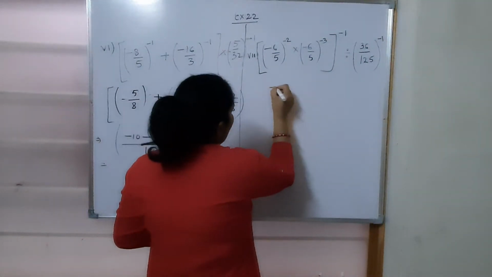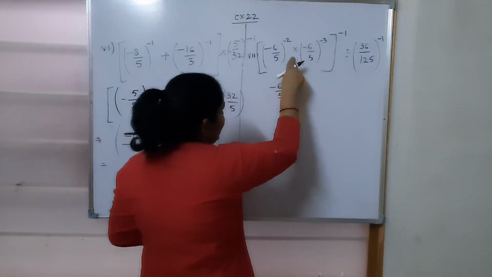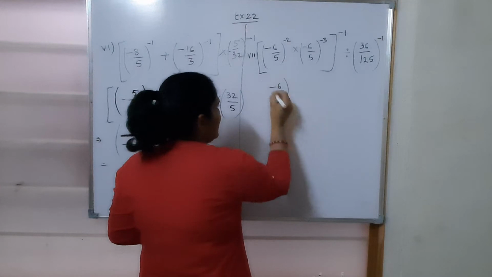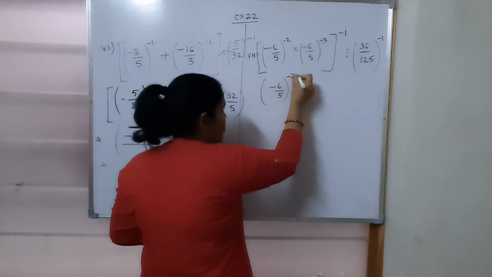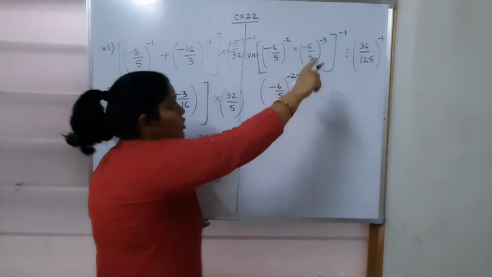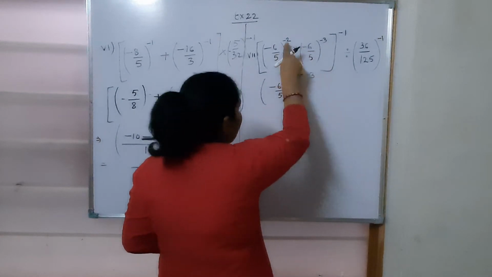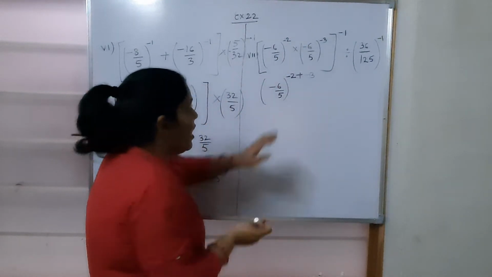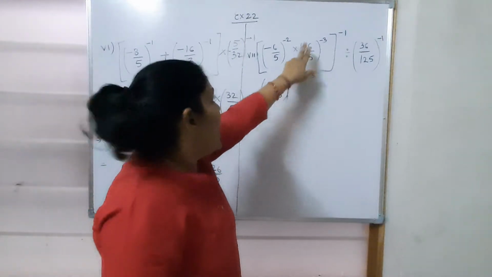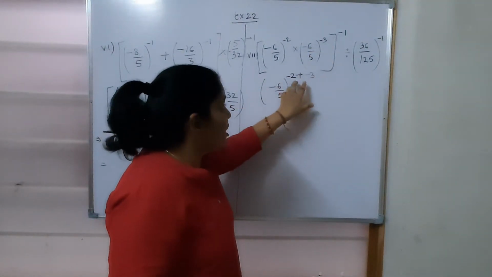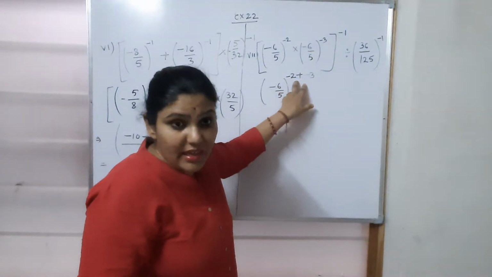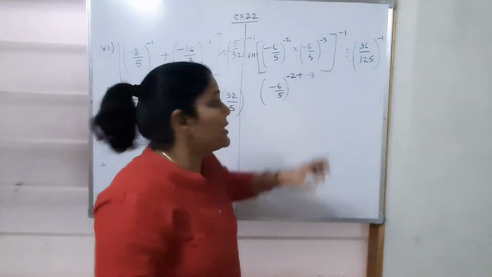So just look here. Minus 6 upon 5, multiply sign is there. So powers will be added. Minus 2 will be added to minus 3. We will add the first power and second power. Our first power is minus 2. Our second power is minus 3. We need to add because the multiply sign is there. That's why I have put this plus sign. Alright.